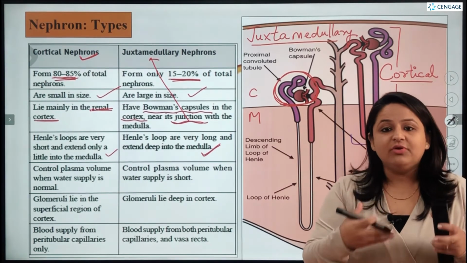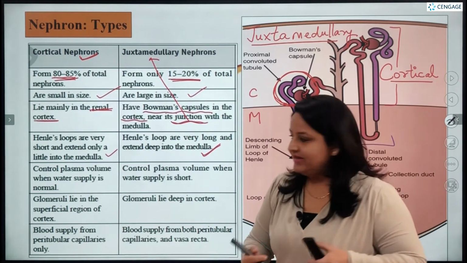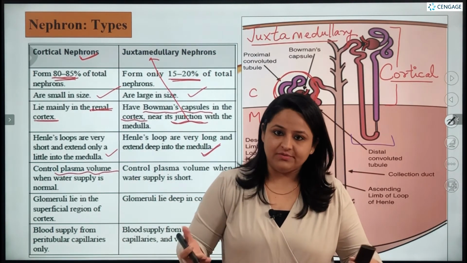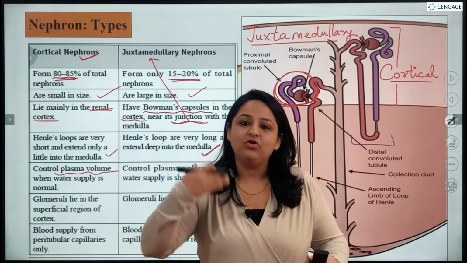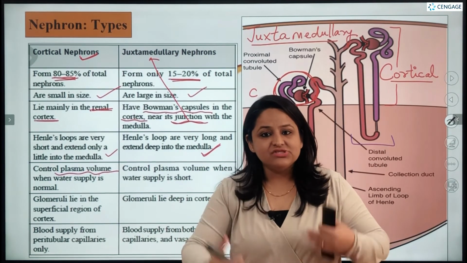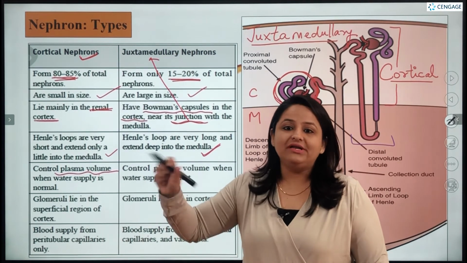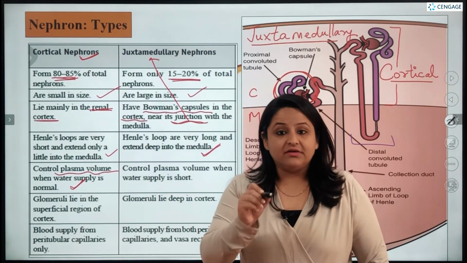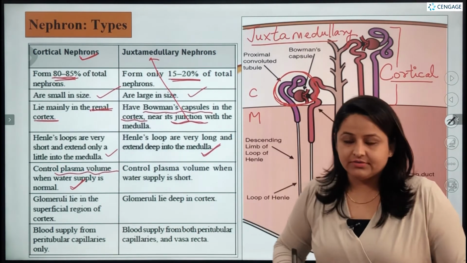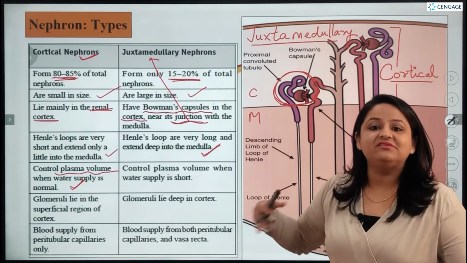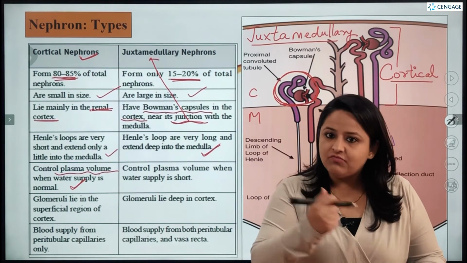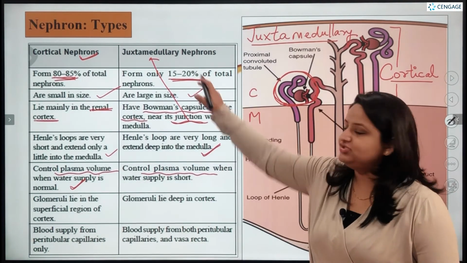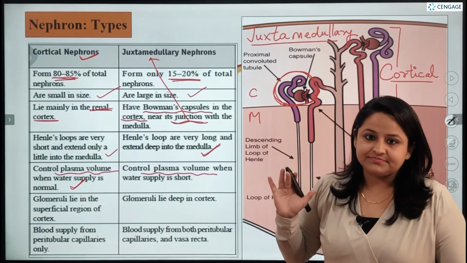So now let's talk about their functional role. The cortical nephrons control the plasma volume when the water supply is normal, when the body is having a normal intake of water, right? And when everything is going normally, then the cortical nephrons are working. They control the plasma volume at that particular time. But when the body is deficient of water, that means when the water supply is short or the body wants to conserve water, it is during that time that the plasma volume is controlled by the juxtamedullary nephrons.